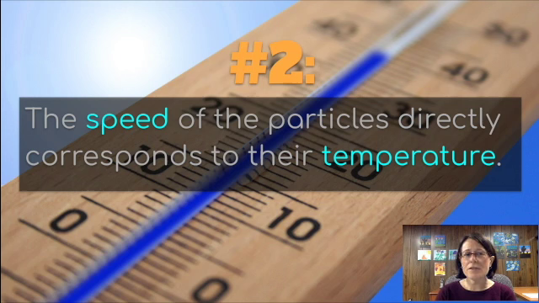The second assumption is that the speed of the particles directly corresponds to their temperature. What that means is that as temperature goes up, the particles start to move faster. In a solid, when they start to move fast enough, they can break up a little bit and go into the liquid state. And then when they move fast enough in the liquid state, they get far enough apart that they can go into the gaseous state and fly all over the place. That all has to do with temperature. Now, that happens at different temperatures for different substances, but it does correspond to their temperature. As they gain more energy, they move faster.